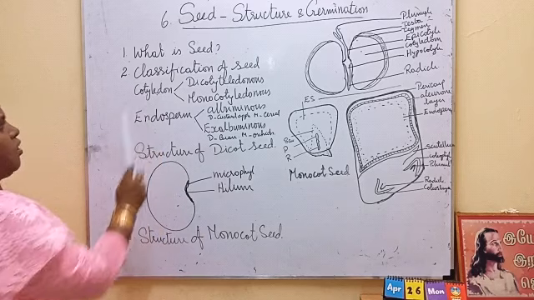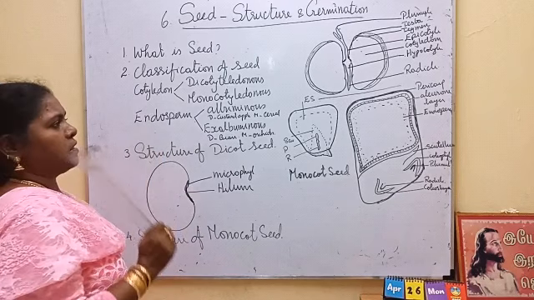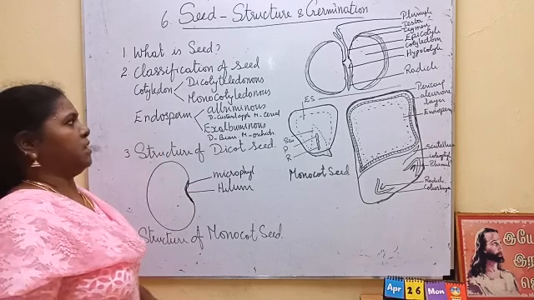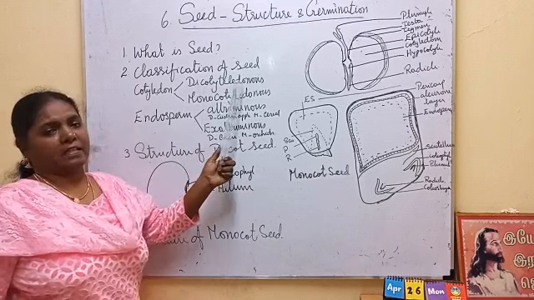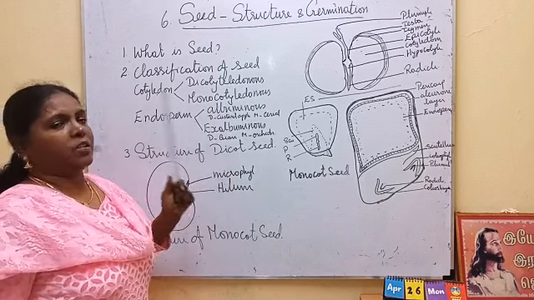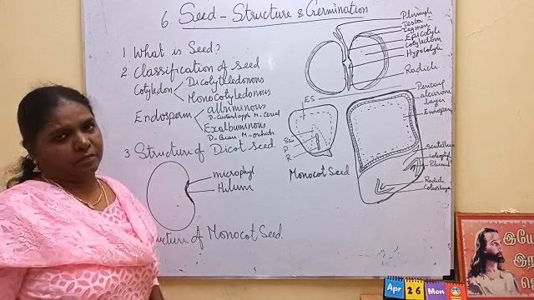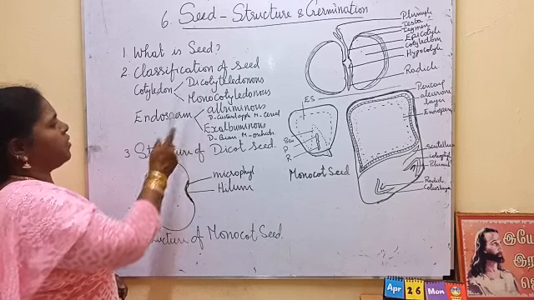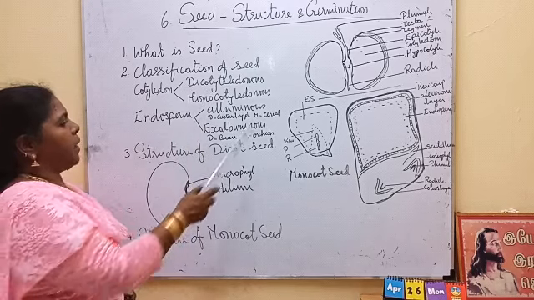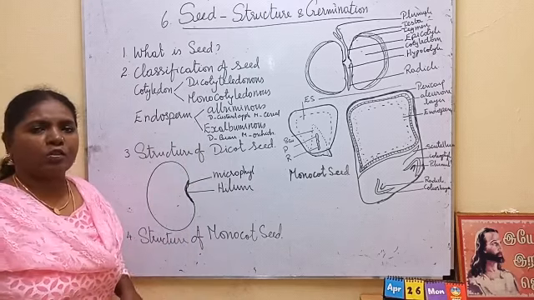So on the basis of the cotyledon, if the seed contains two cotyledons, it is said to be a dicotyledonous seed. If the seed contains only one cotyledon, it is said to be a monocotyledonous seed. Bean seed is an example for dicot, and maize is an example for monocot.